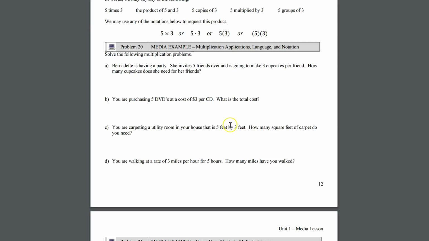However, we do want them to be able to distinguish between these in a context. So this one we would say is symmetric. When you think about that utility room, it doesn't really matter what you call the length and the width. But here 5 friends and 3 cupcakes is different from 3 friends and 5 cupcakes. Here 5 DVDs at $3 is different from 3 DVDs at $5. And 3 miles per hour for 5 hours is different than 5 miles per hour for 3 hours. So you don't have to overemphasize this, but we want them to understand where the numbers go in the product so they can interpret this later, again, when it gets more complicated with fractions and decimals.